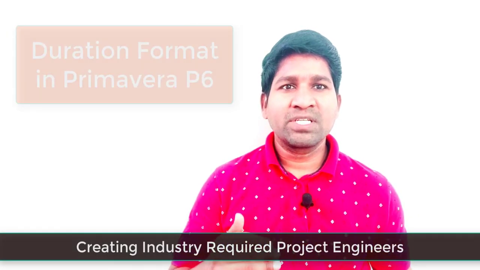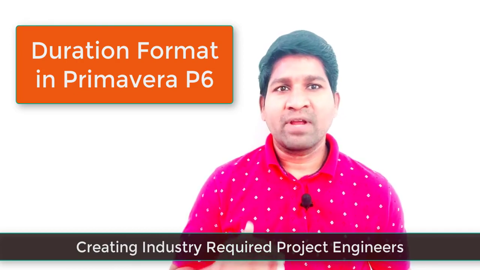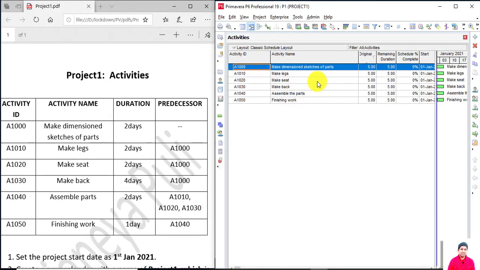In this video, we're going to see different types of duration units in Primavera P6, and also how to enter a duration for an activity. For that, concentrate on the screen. Here in Primavera P6, we have already defined the activities, and here you can see the default duration of each and every activity. Here you will see the default duration is 5.